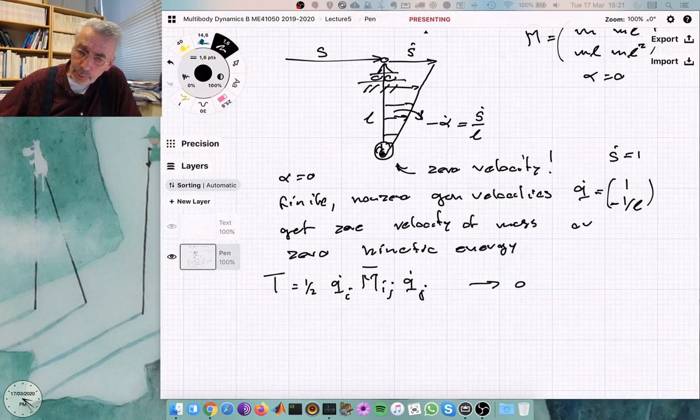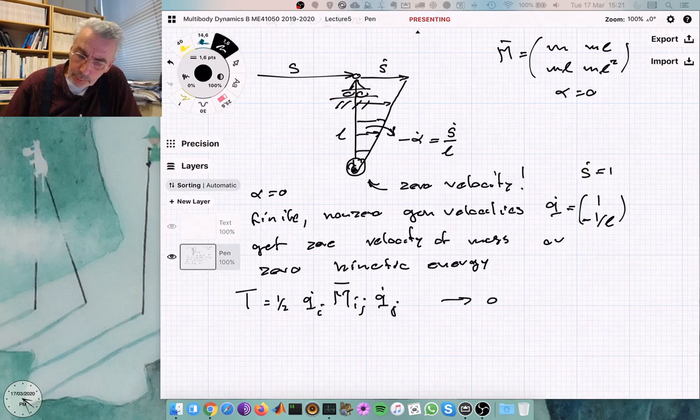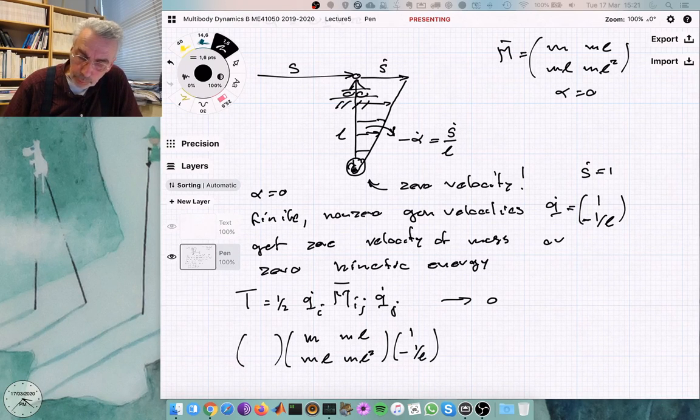Now let's look if that really happens. So let's take this mass matrix, M, ML, ML and then ML squared, times this velocity 1 and minus 1 over L, and then we have to pre-multiply with this and put a half in front of it. Well, if you do that, it's clear, it's 0, 0, and the whole outcome is 0.